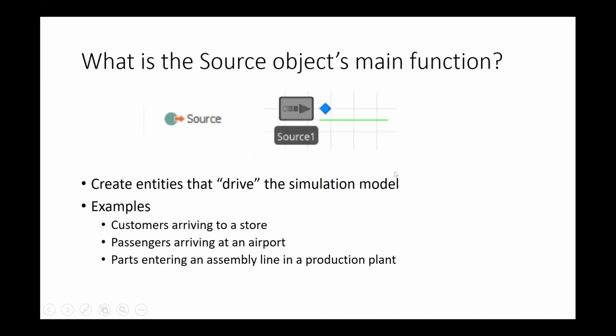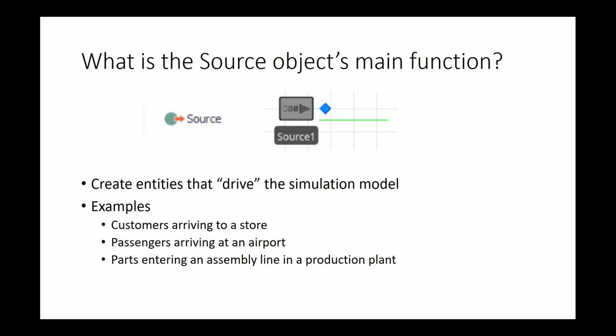What is a source object and its main function? If you go on Simio, the source object looks like what you see on the screen there, and it's really the main object that drives the simulation model, in that it creates the model entities that are typically the main thing that causes the simulation to run.